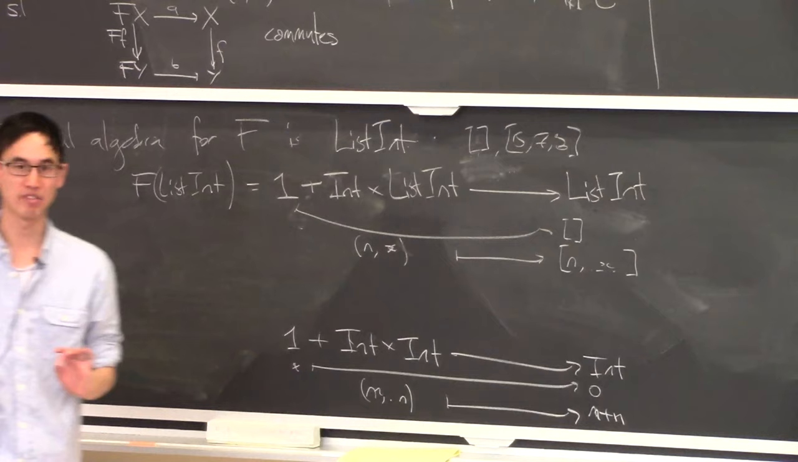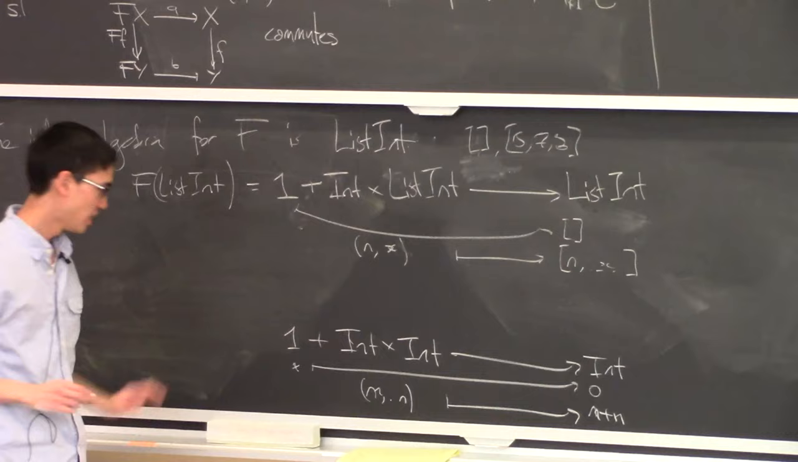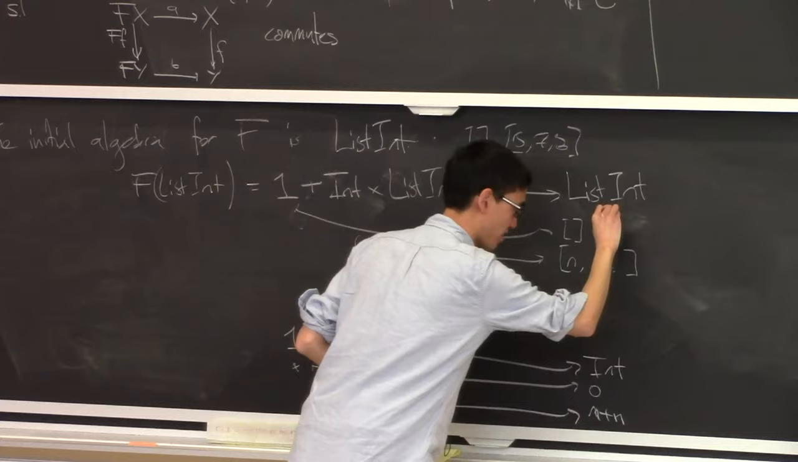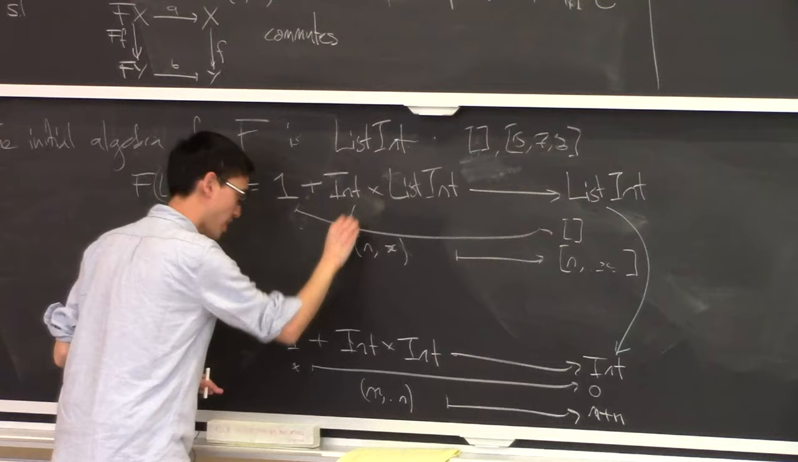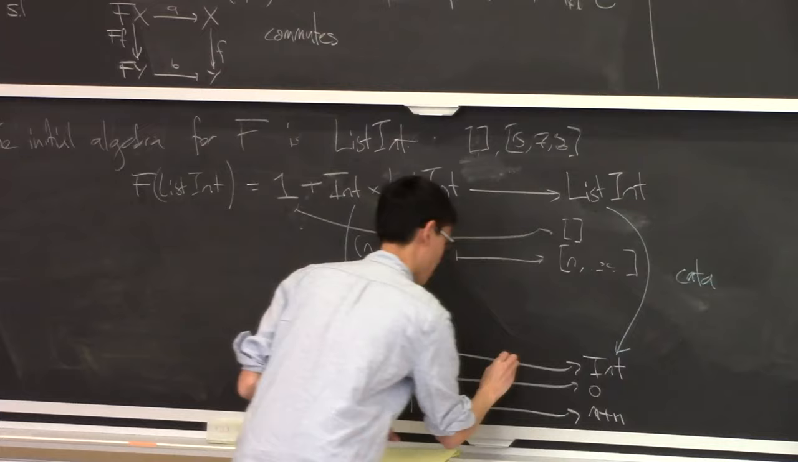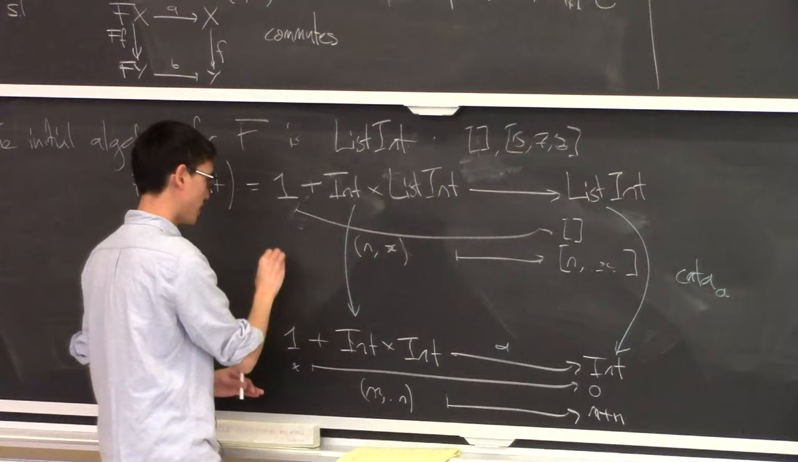But what's interesting about this notion of an initial algebra and how we get our evaluator map is that if this is the initial algebra and this is another algebra, then there is a unique map. We get for free a map from the initial algebra to the carrier of this algebra. We call this the catamorphism. If this morphism is A, I'm going to call this the catamorphism of A. And it's given in a way such that this square commutes.